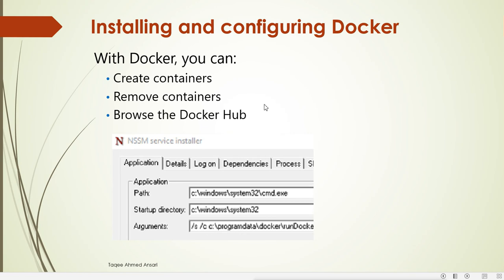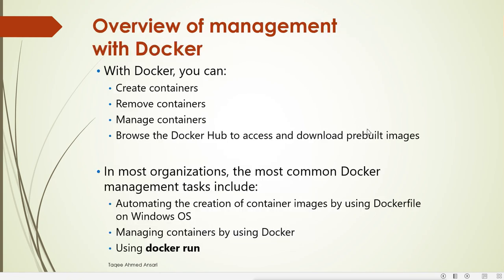Installing and configuring Docker. So with Docker you can create containers, remove containers, and browse the Docker hub also. So if we are using Docker, what can we do? We can create containers, we can remove containers, we can browse the Docker hub also for the containers. Now what is the Docker hub? Docker hub is where we have different types of containers.